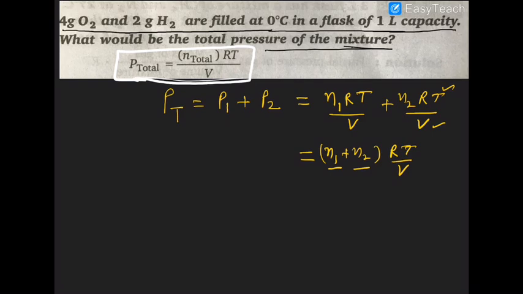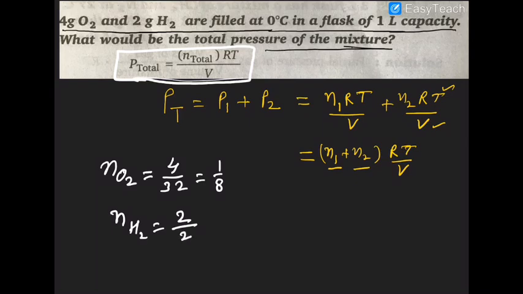So what is the answer now here? First you find out the number of moles of oxygen gas, that is given mass by molar mass, that is 32. So it comes out to be 1 by 8. Then the number of moles of H2 is given mass by molar mass 1. So N total comes out to be 1 plus 1 by 8. So the answer is 9 by 8.